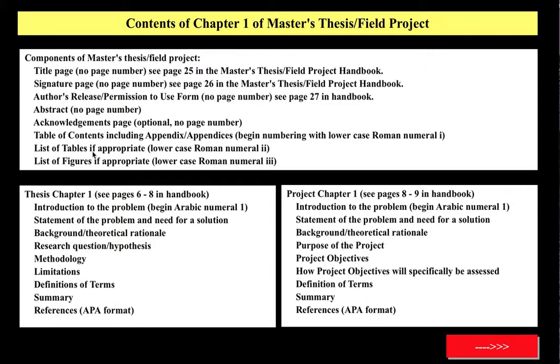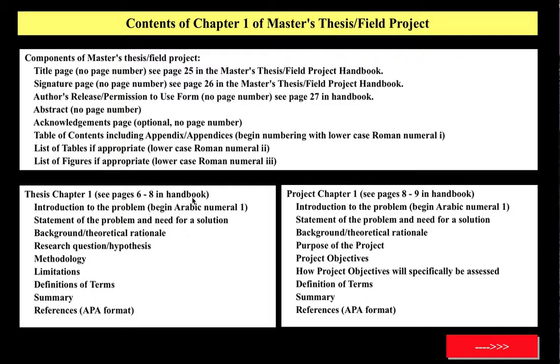You'll have a list of tables. You'll have a page in case you use any kind of data tables. You'll have a list of figures in case you have any graphics or figures. That's another page. All of this will be whether you're doing a thesis or a field project. All of this needs to be included in your chapter 1. Now, if you're doing a thesis, chapter 1, take a look at pages 6 to 8 in your handbook.